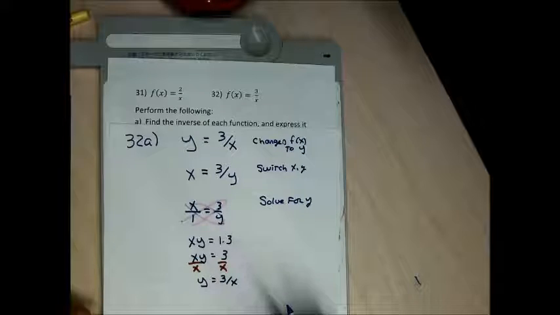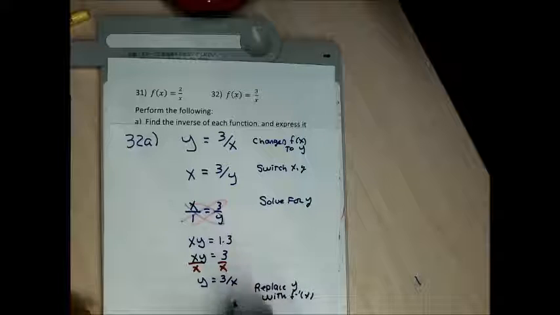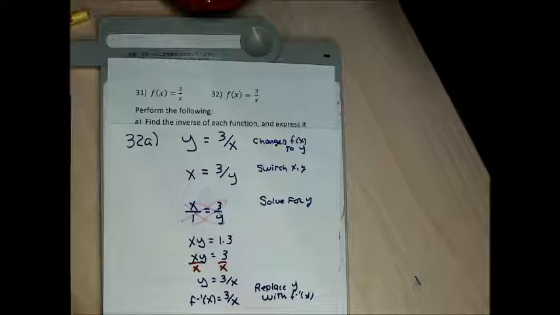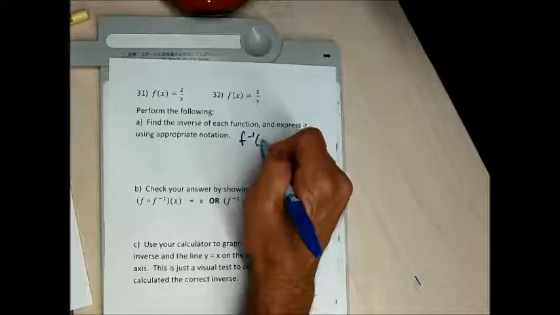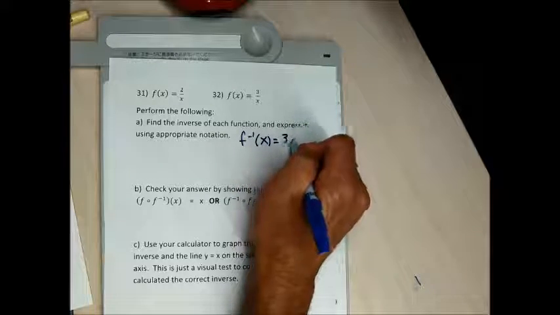Done with step 3. Now I'm going to replace the y with the f inverse symbol. And that's going to be my answer to 32a. The function 3 over x is its own inverse, which is really remarkable. So done with part A, I found the inverse. The inverse of the function f of x equals 3 over x is f inverse of x equals 3 over x.